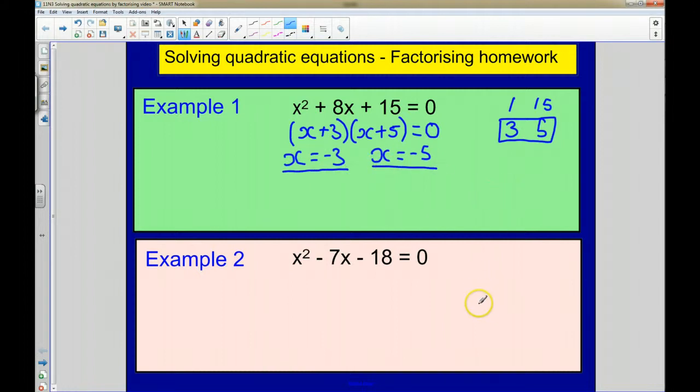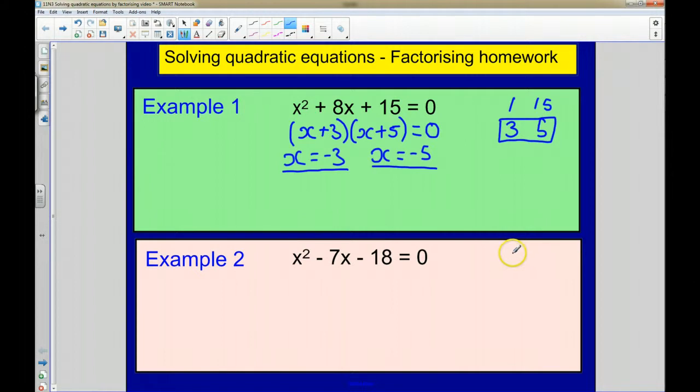Okay, we'll have a look at this second example. So again, I want to start off by factorising. This time I'm looking for two numbers that multiply together to give me negative 18 but add together to give me negative 7. Now because I've got a negative 18 here, I know that when I write down my factor pairs, one of them is going to be positive and one of them is going to be negative.